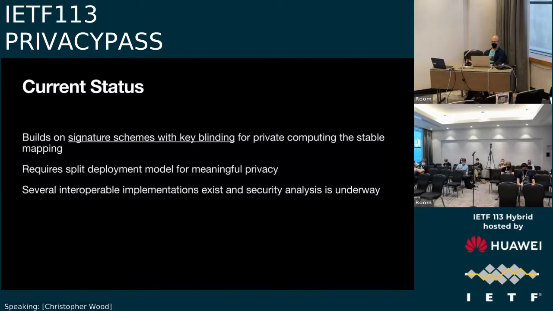As Tommy said, it does require split deployment for meaningful privacy, in particular because the issuer does need to learn the origin name in order to use the right per-origin secret for computing the stable mapping. As a result, the attester, who cannot learn per-origin information, thinking back on what we think of as meaningful privacy, needs to be a separate entity.